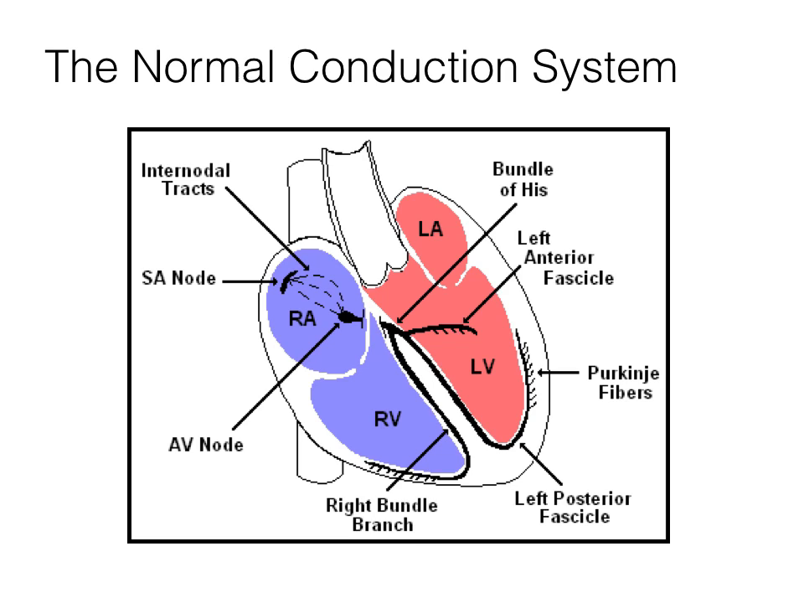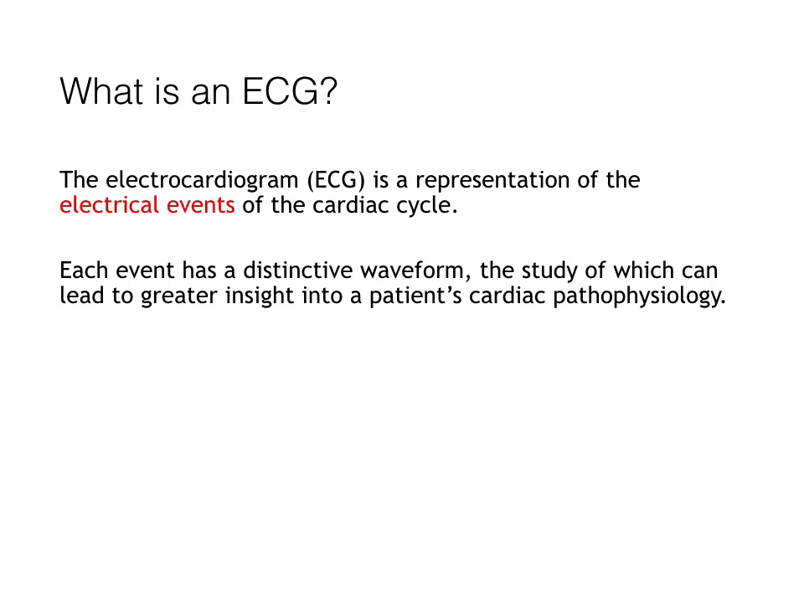This is a normal conduction system. As you already know, it starts with the SA node, which is the pacemaker of the heart, and ends in the Purkinje fibers. What is an ECG? The electrocardiogram is a representation of the electrical events of the cardiac cycle.